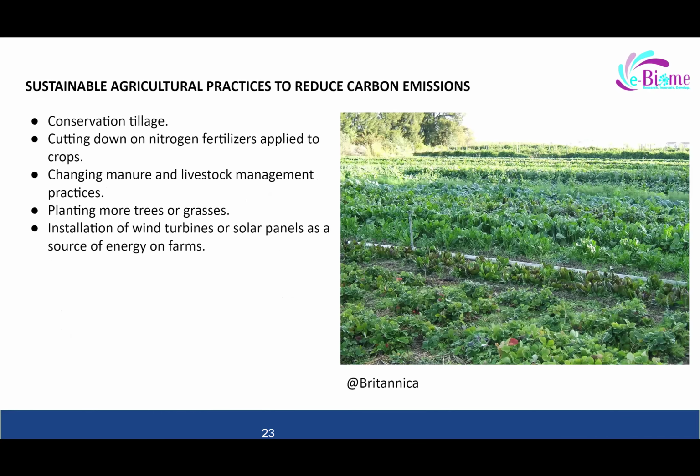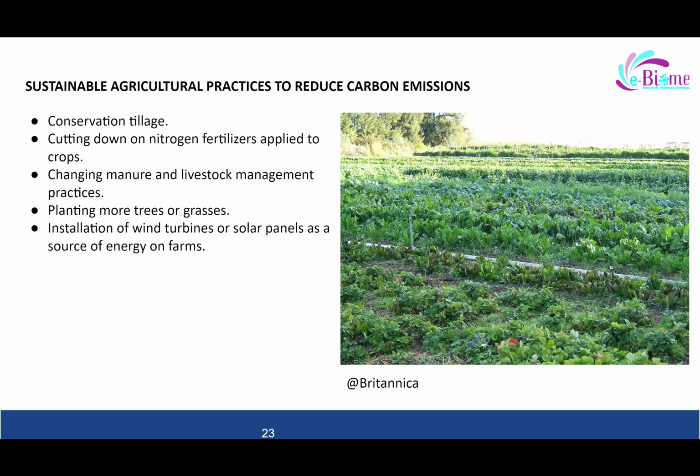So let's look at sustainable agricultural practices to reduce carbon emissions. Yes, conservation tillage, cutting down on nitrogen fertilizer applied to crops, that is using green technology, green farming, and organic farming, if you may put it, as a panacea to it. Changing manure and livestock management practices. If we reuse manure to generate compost, instead of dumping it into the environment, it is one of the ways.